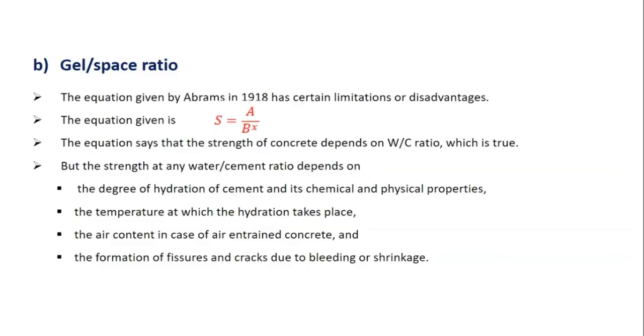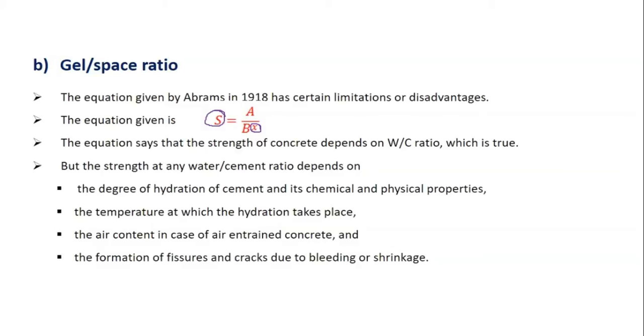The second factor that is influencing the strength of concrete is gel space ratio. In the water cement ratio, we have seen that Mr. Abrams has given an equation to find out the strength of the concrete based on water cement ratio X. But it has certain limitations, because while giving this equation, Mr. Abrams has considered that the water cement ratio is the only factor that is influencing the strength of the concrete. That is what he has taken.